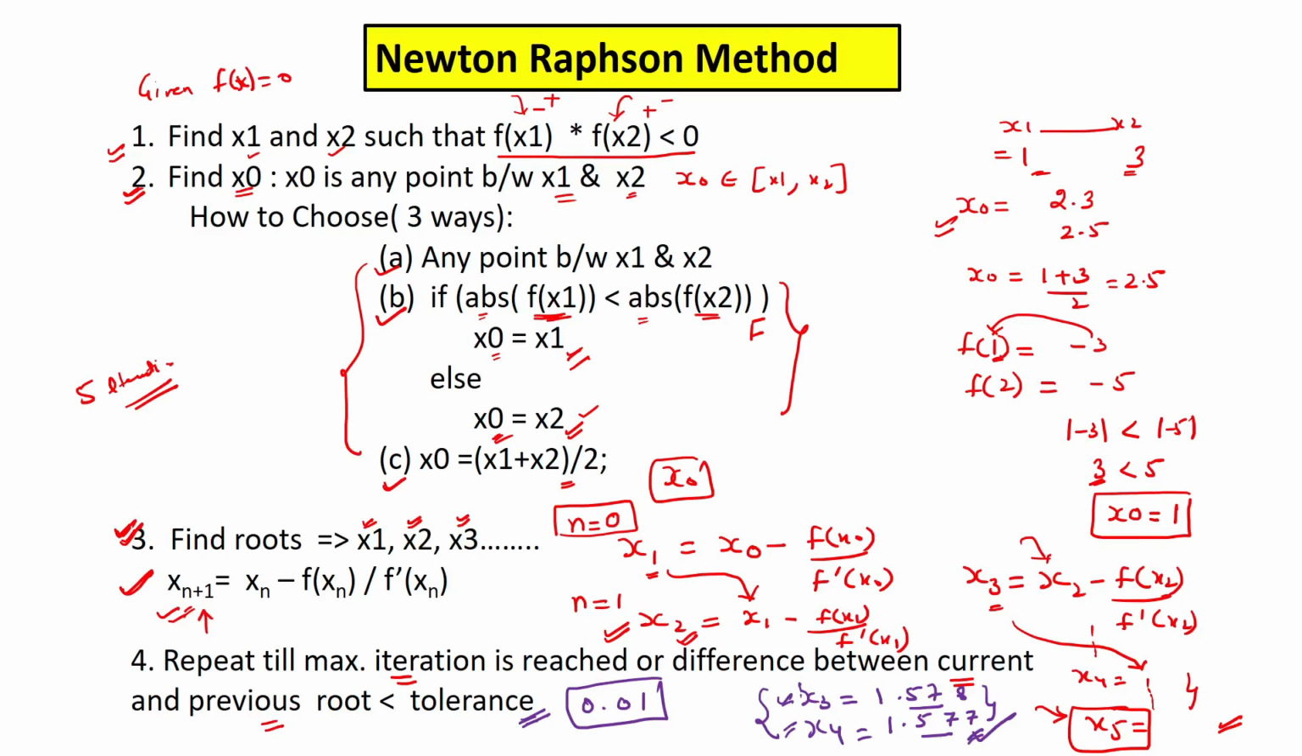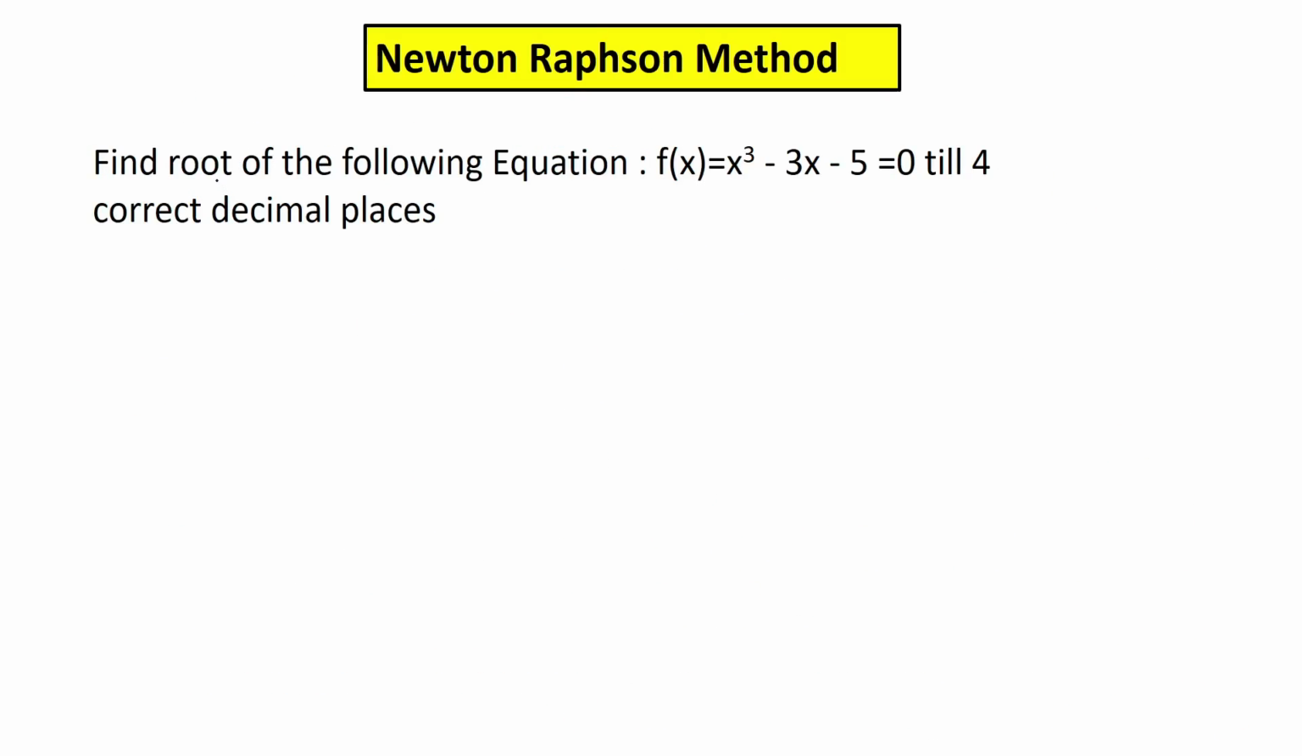So let's see a working example and get a good overview of how we can implement this Newton Raphson method on a given function. So here is our question. We have to find the root of the given function, the equation x cube minus 3x minus 5 equal to 0, till 4 correct decimal places. That means we have to find the root till the point where after the dot we get 4 digits matching between the current and the previous root, right? So let's see how we can apply this method.